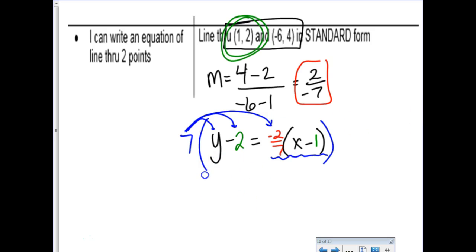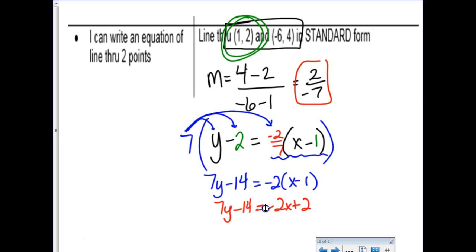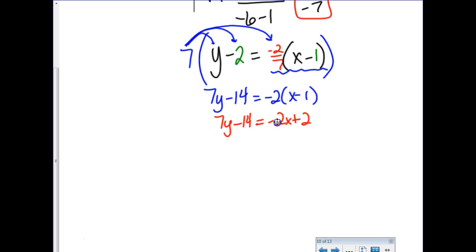So I don't really like to show everybody that technique at first because I think everyone's really freaked out. But this becomes a negative 2 x minus 1. Okay, now let's distribute the negative 2. So 7y minus 14 equals negative 2x plus 2. And then manipulating some terms around the equation, let's add the 2x and add the 14. So add the 2x over here, add the 14 over here. So 2x plus 7y equals 16.